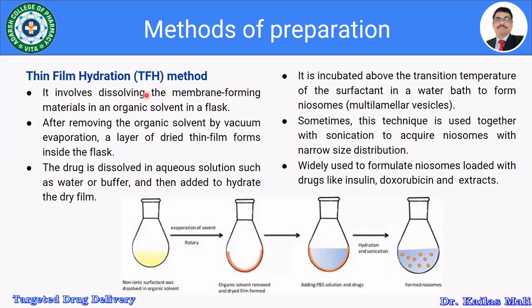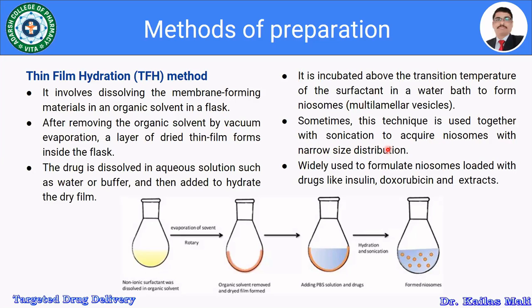So it involves dissolving the membrane forming material in an organic solvent in a flask. After removing the organic solvent by vacuum evaporation, a layer of dry thin film forms inside the flask. So this is the second step. The drug is dissolved in an aqueous solution such as water or buffer, and then added to hydrate the dry film. The third step: it is incubated above the transition temperature of the surfactant in a water bath to form the neosomes, that is the multilamellar vesicles. Sometimes this technique is used together with sonication to acquire neosomes with a narrow size range.